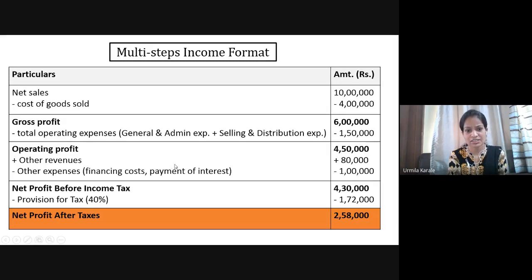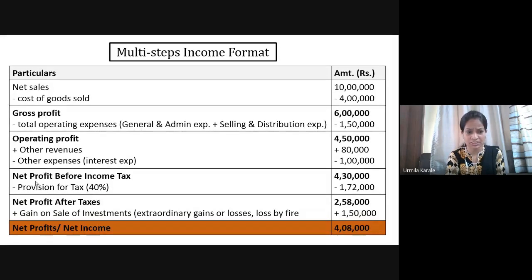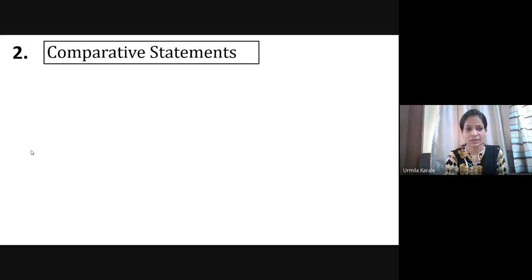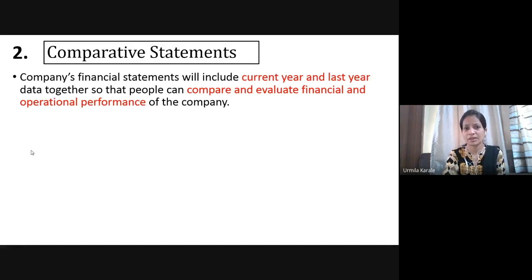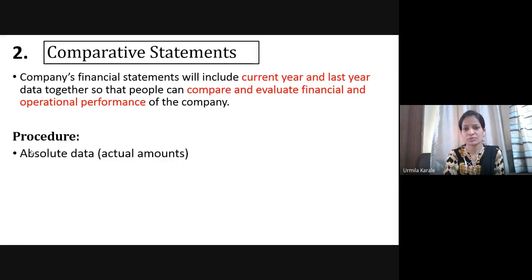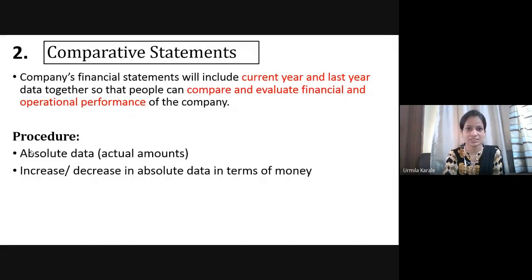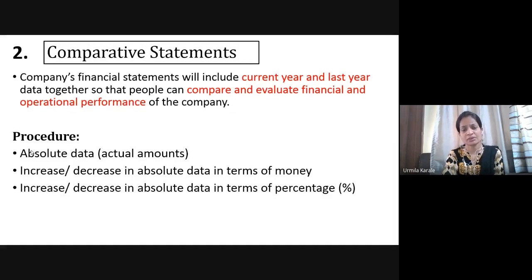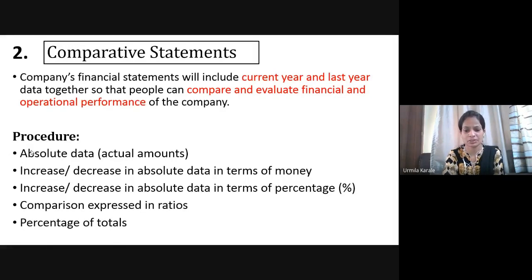Operating income is covered here. Financial expenses are covered here, and financial income is covered here. If you have got any other income because of investment, that is added at the end. Here you can see gain on sale of investment at the end. So comparative statement: we are going to compare last year's and this year's performance using a procedure. First we'll put all the information in the format, then we'll find out the increase or decrease in the amounts, and the same way we'll find out the increase and decrease in the percentages, and compile all that together.